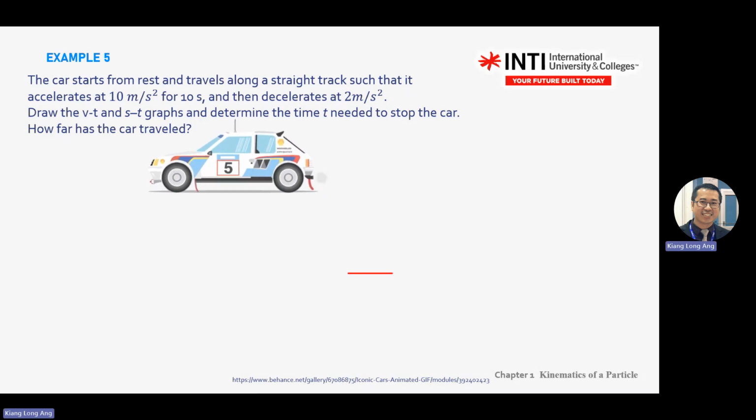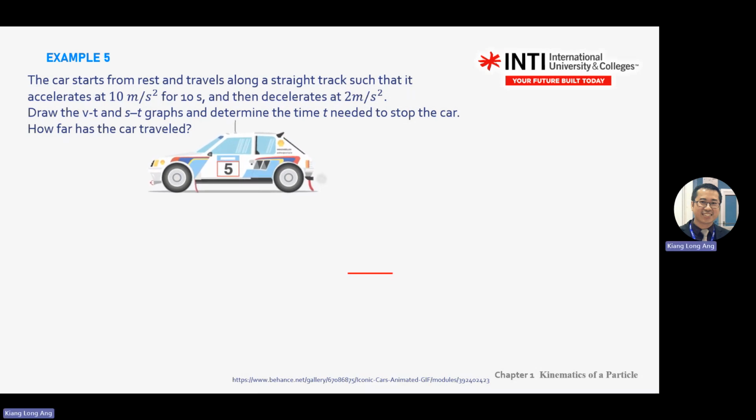Now, and then it decelerates. Decelerate means it becomes negative acceleration, meaning slow down. So the magnitude is 2. Although here the value is positive, remember the acceleration is a negative value. Draw the v-t and s-t graphs and determine the time needed to stop the car, so how far the car can be stopped.